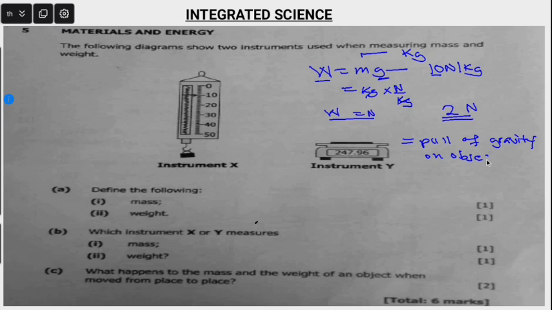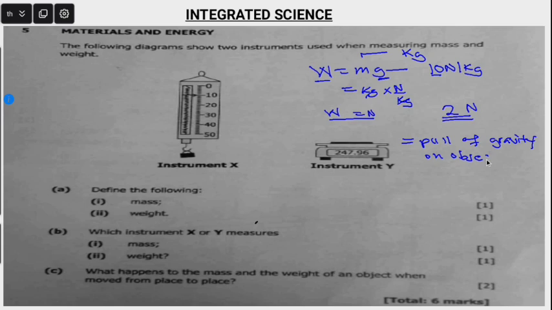Then when it comes to mass, what is mass? Mass is defined as the quantity of matter in an object. So we can say the quantity of matter in an object, not on an object, but in an object. That is very important to understand. Usually mass is measured in kilograms, like we said, and it is measured by an instrument called the beam balance.